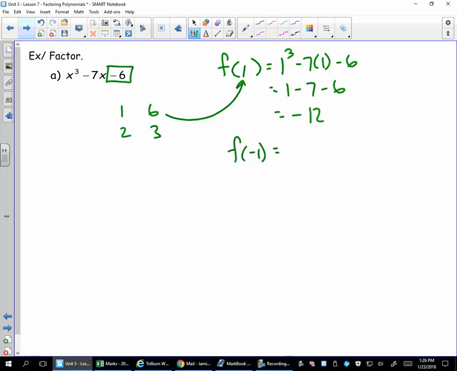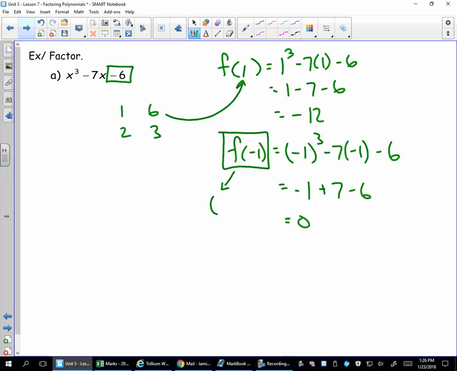How about f at negative 1? Negative 1 cubed minus 7 times negative 1 minus 6 gives me negative 1 plus 7 minus 6. Hey, that's 0. That tells me that x plus 1 is a factor of this expression.